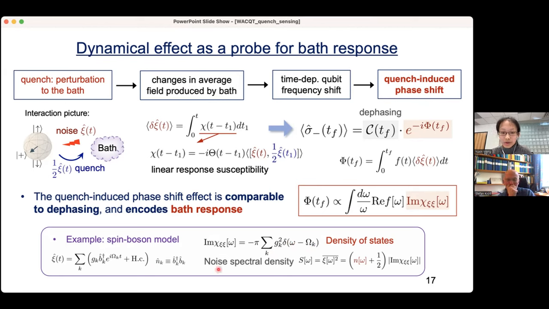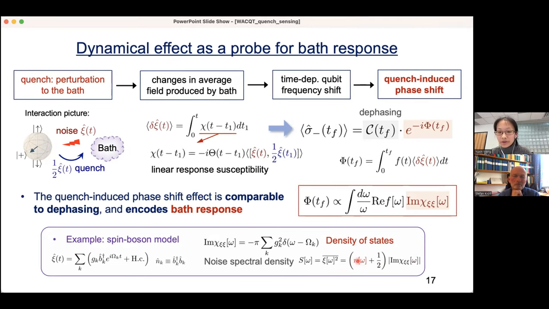We can also compute the noise spectral density function S of omega and show that it is related to the imaginary part of chi via the excitation number of the bath mode at each frequency. So what this tells us is that in general, just by choosing different excitation numbers, we can independently tune the noise spectral density and the spectral density function, which is indeed what would generally happen in a generic experimental system. On the other hand, if we know that the bath is in thermal equilibrium at temperature T, this excitation number will be given by the standard Bose-Einstein thermal factor.